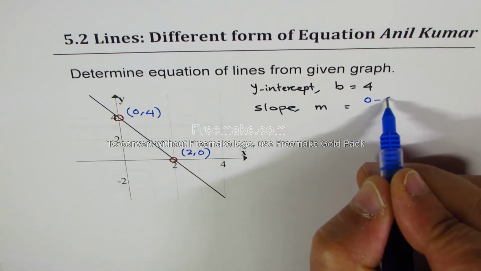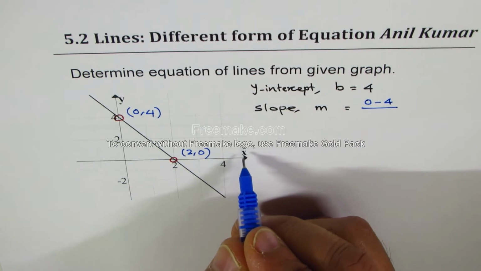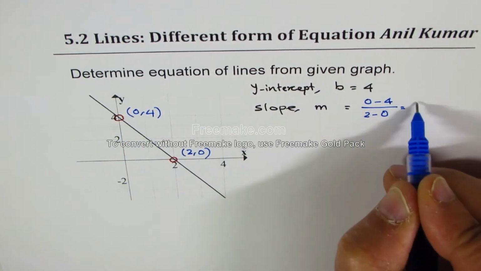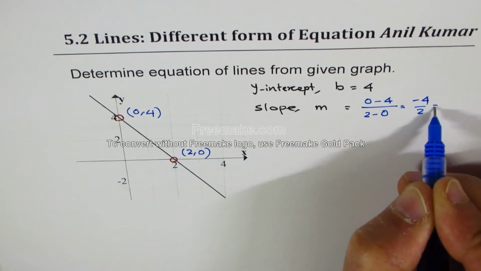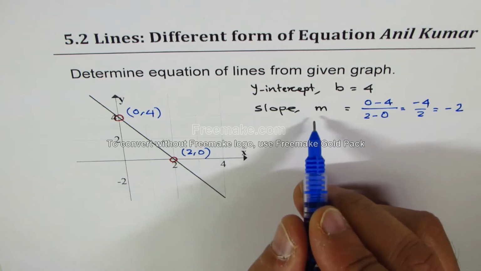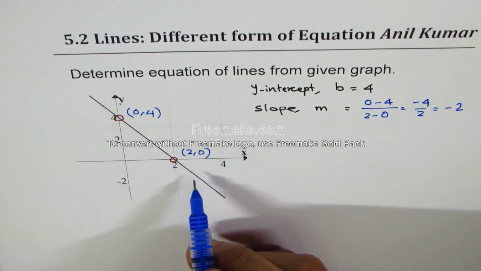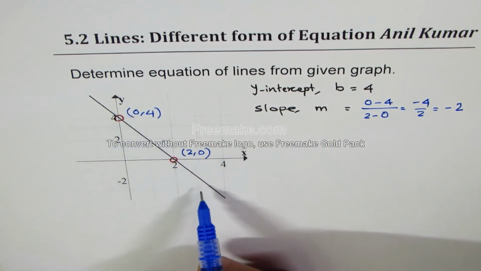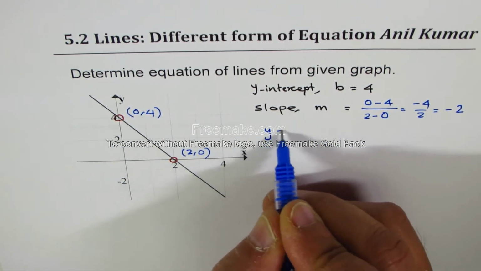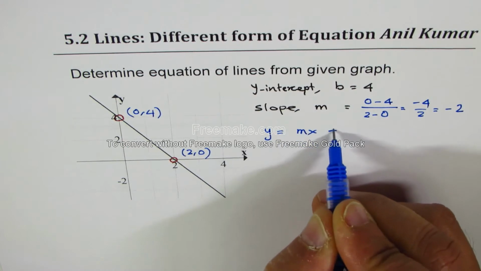So slope could be the difference in y values. You could write 0 minus 4 divided by 2 minus 0. Maintain the order, correct? So we get minus 4 over 2, which is minus 2. So rise over run is minus 2. Dropping as you go from left to right, it is falling down, so the slope should be negative, correct? The equation of a line is y equals mx plus b.